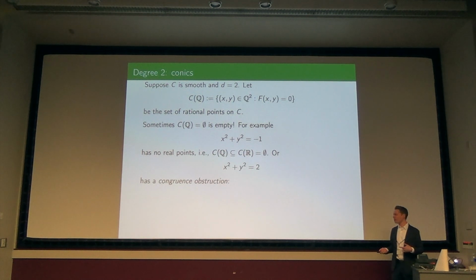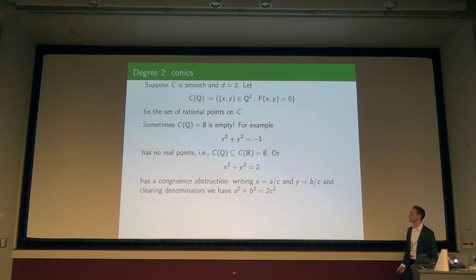So in order to do that, maybe x and y have a denominator. So first let's clear the denominators and see what happens. So you write x is a over c and y is b over c. Just choose a common denominator. When you plug those in and clear the denominator, you get an expression like a squared plus b squared equals 2c squared. Okay, now a, b, and c are all integers.